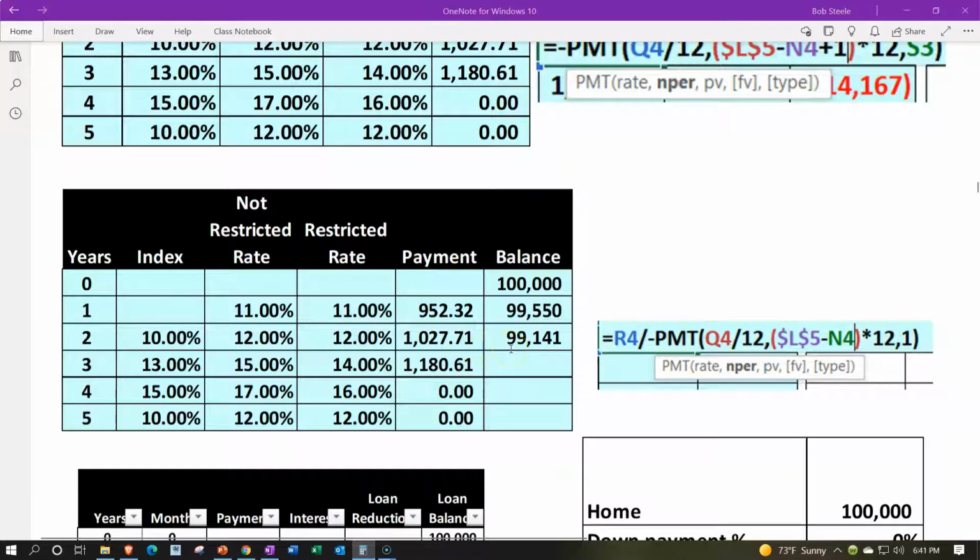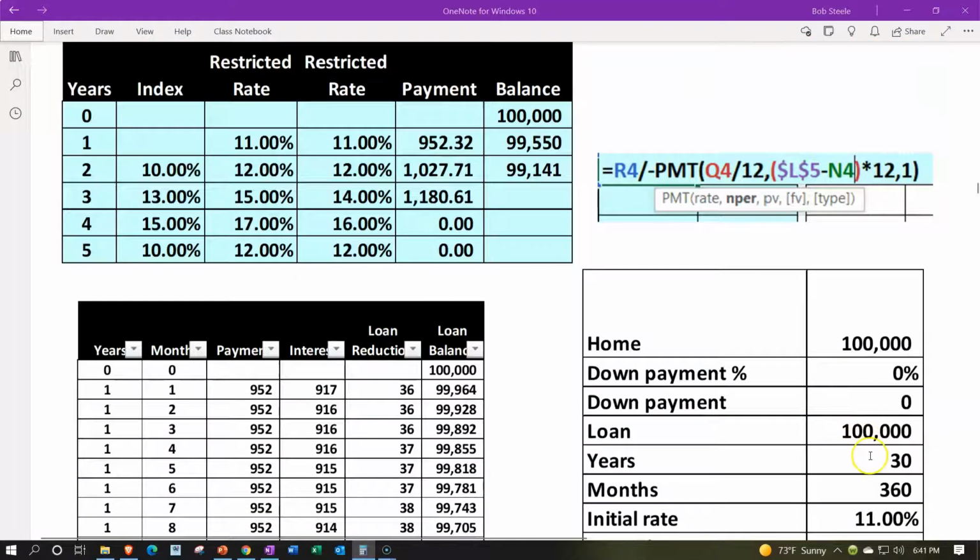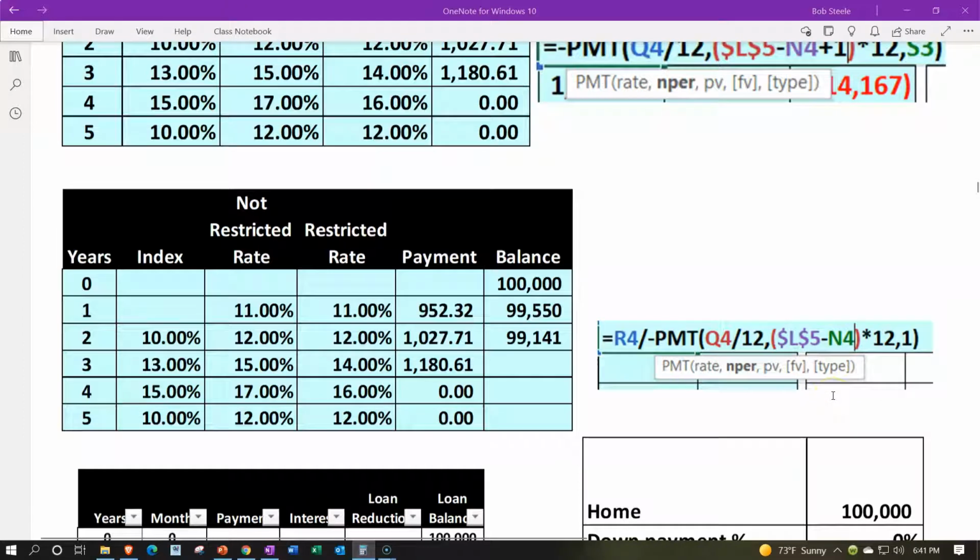So this calculation for the ending balance, which we can also see on the table, if we looked at the amortization table or double checked on the table, which we will do shortly, would be equal R4, the cell to the left, divided by negative payment, PMT, brackets, rate. The rate would then be the 12% divided by 12 to get the monthly rate, comma, number of periods is going to be first in years. That L5 representing the 30, absolute so we can copy it down. That's what the dollar signs are for. Minus N4, which is the 2 over here, gives us 30 minus 2 or 28 years times 12 to get us in months. And then the last one is comma 1 for the present value.